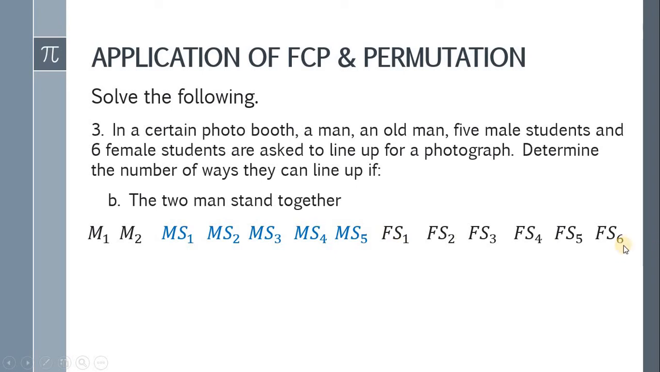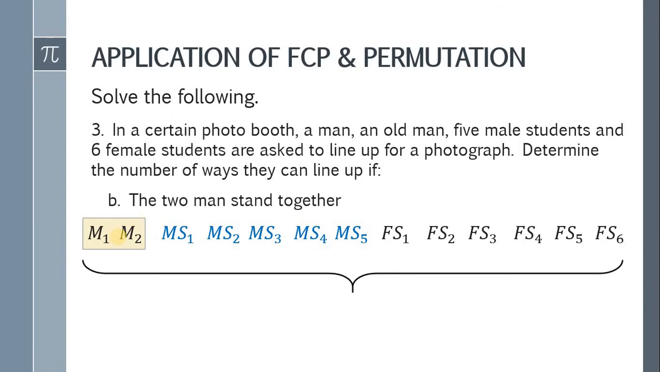Now, since yung old man at saka yung man ay palagi magkatabi, gagawin natin siyang isa. O igugrupo natin sila. Anong ibig sabihin kung bakit natin sila ginrupo, yung dalawa? Tingnan nyo mabuti. Kapag inilipat natin si M2, kasama niya palagi si M1. Kasi nga, grupo sila. Nakuha? Now, ilan lahat sila? Yung M1 and M2, bibilangin natin sila as 1. So, 1 plus 5 is 6. Plus 6, we have 12.